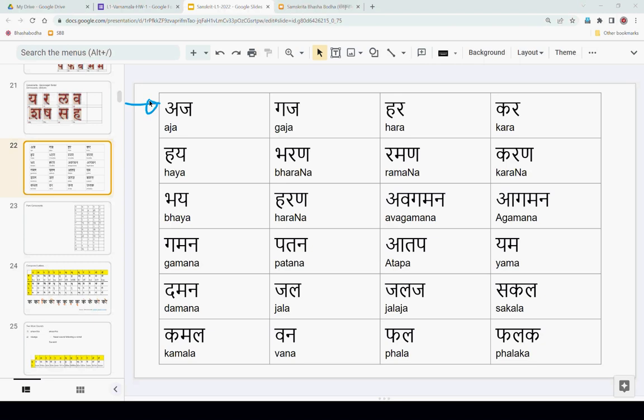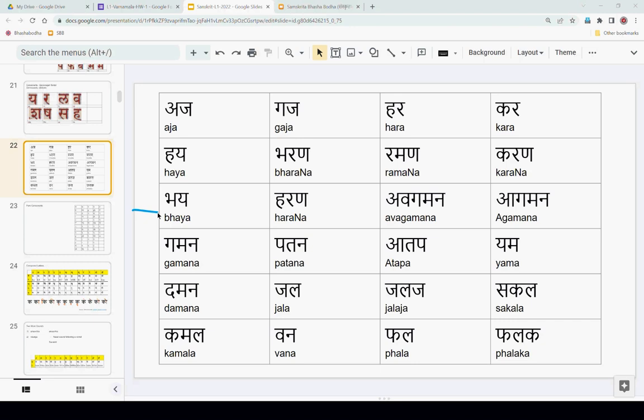Okay. Second line. Haya, Harana, Ramana, Karana. Good. And what is this one? Haran, sorry, Bharana. Bharana. Yeah, good. All right, thank you.